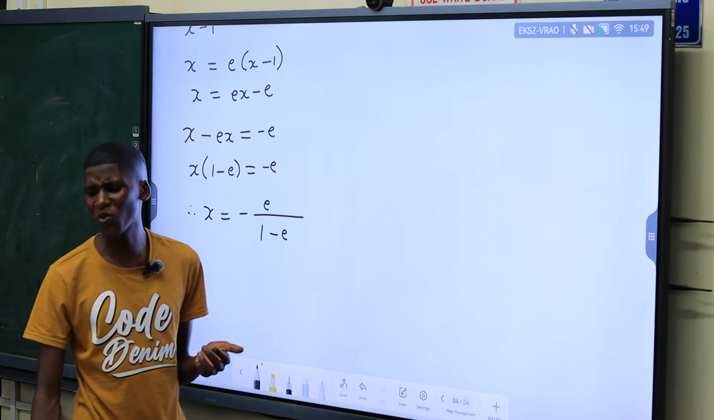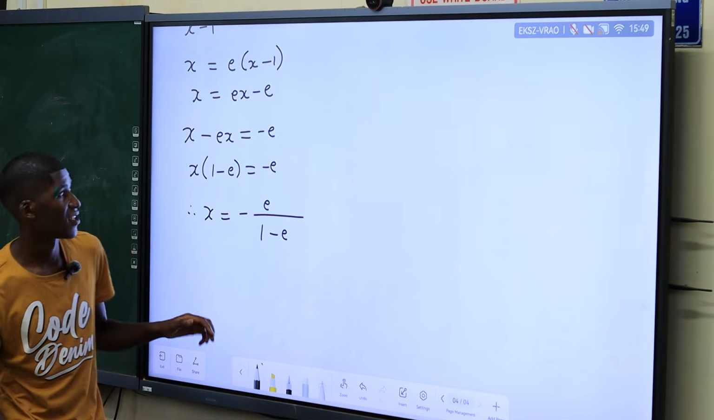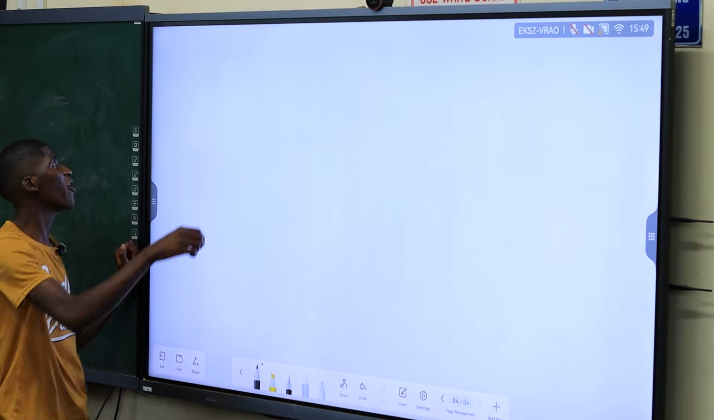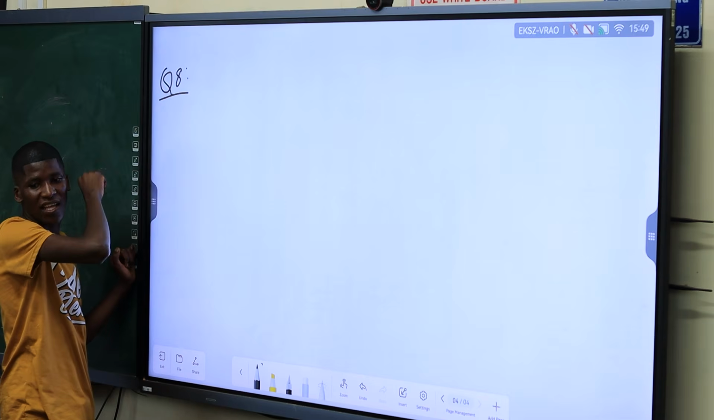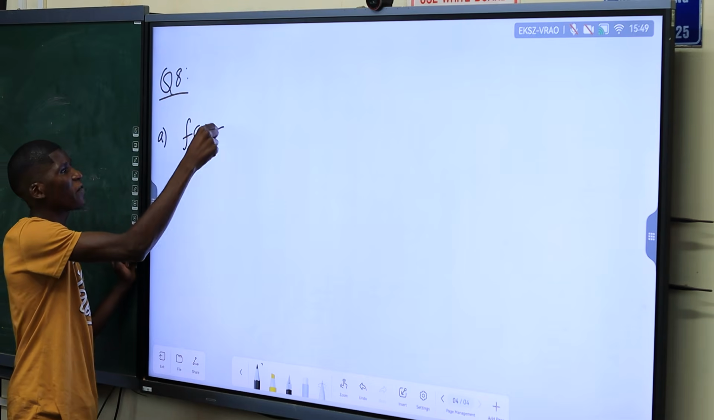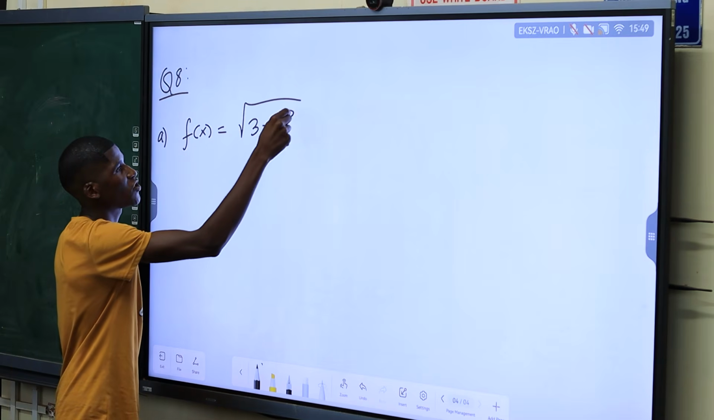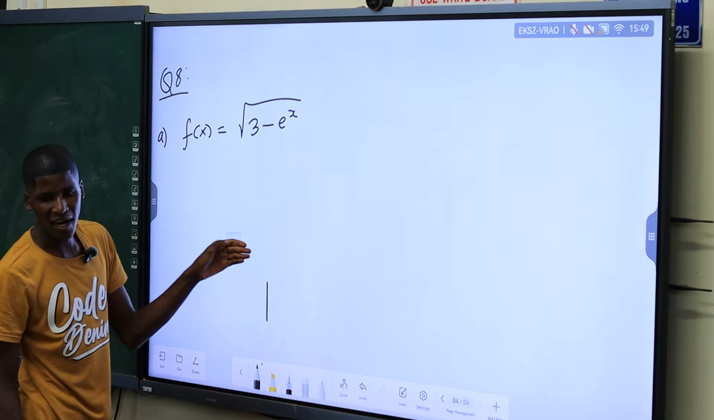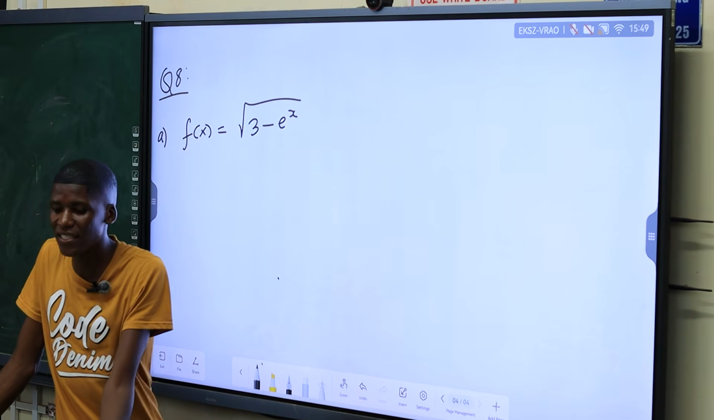Find the inverse and the domain. We are now doing domains. Find the domain of f of x is equal to the square root of 3 minus e to the power x. What is the domain? Before we find the inverse, find the domain.